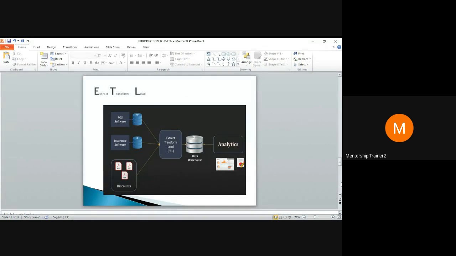So another thing, if you are talking about data analytics, you will do these three things. ETL. I know all of you have been hearing ETL, what is this ETL? ETL simply means extracting the data, transforming the data, then loading it for data analytics.